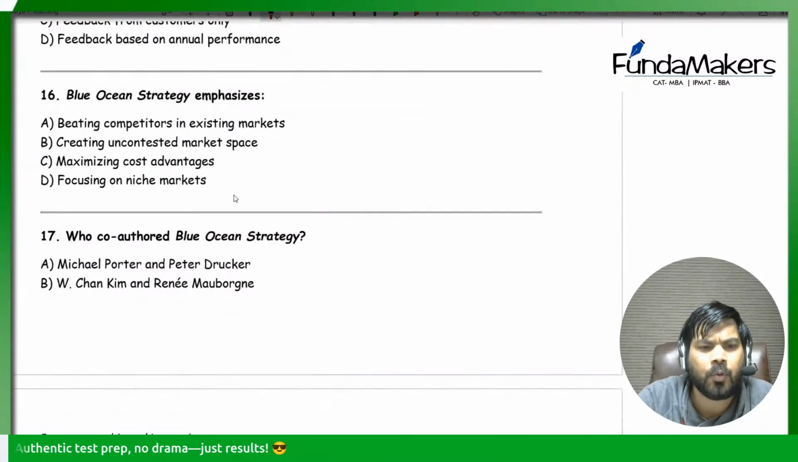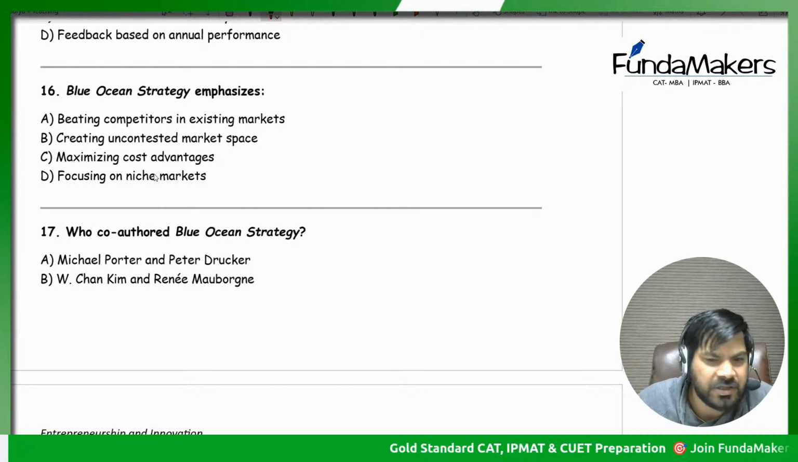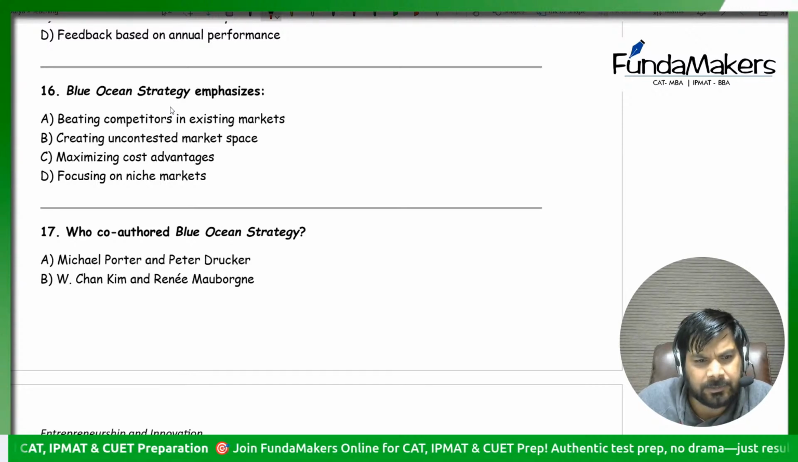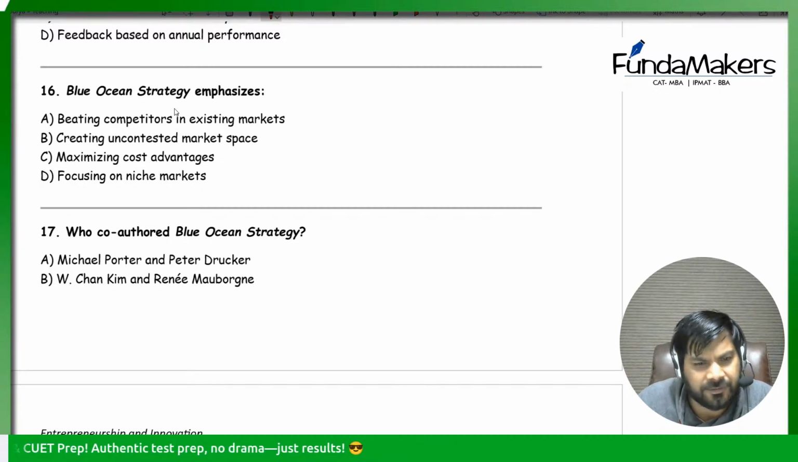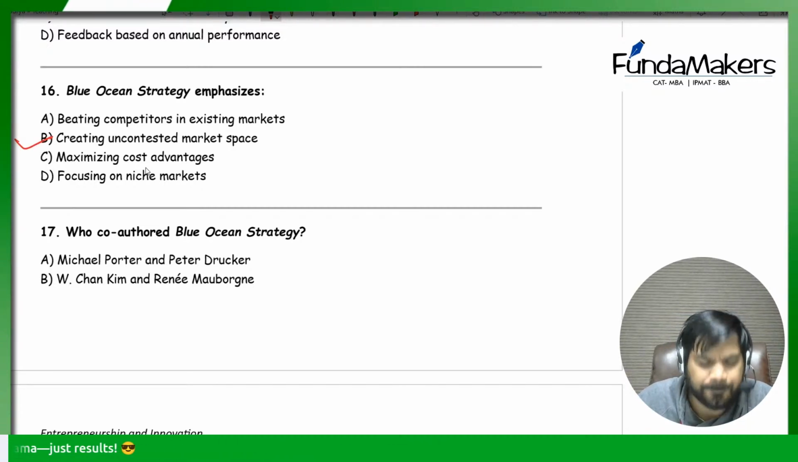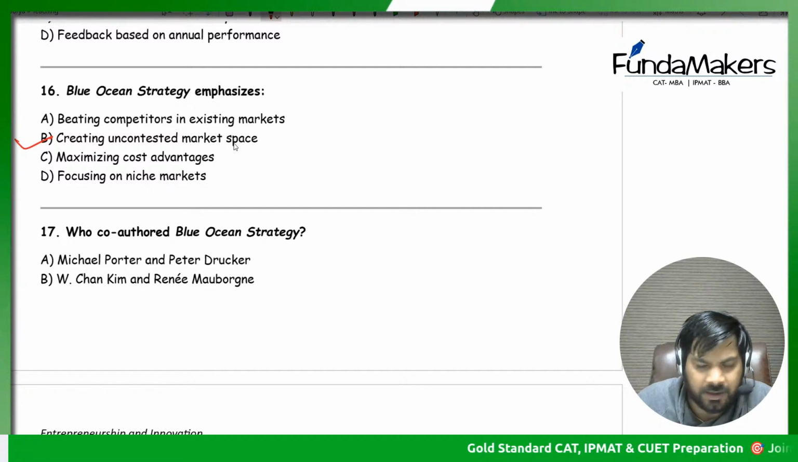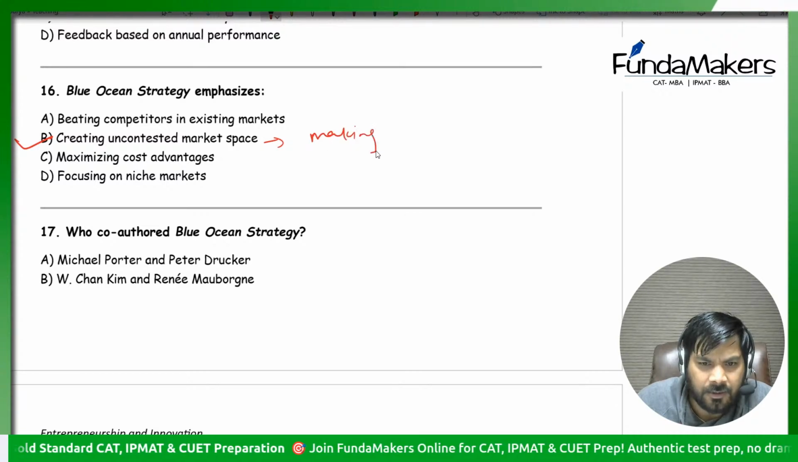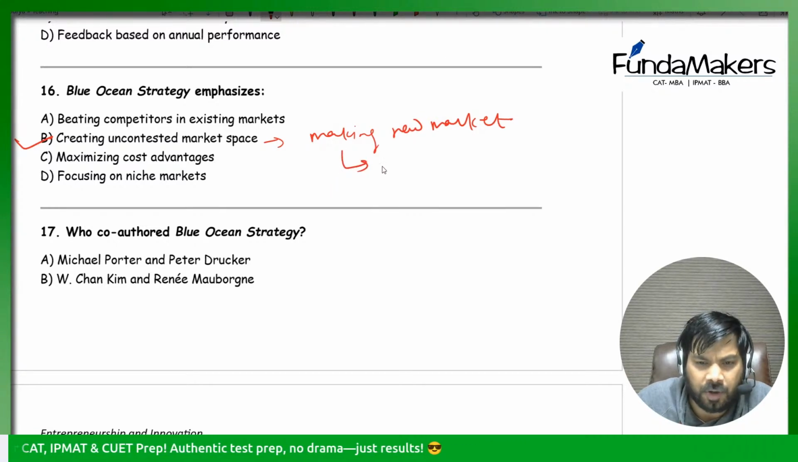Now, next question. Blue ocean strategy emphasizes on what? Beating competitors in existing markets, creating uncontested market space, maximizing cost advantages, focusing on niche markets, right? I think it's a strategy to get into an uncontested marketplace. You make your own place, right? So the correct answer should be B, creating uncontested market space. It focuses on innovation to create new markets rather than competing in existing markets, rather than getting into the already very busy market.